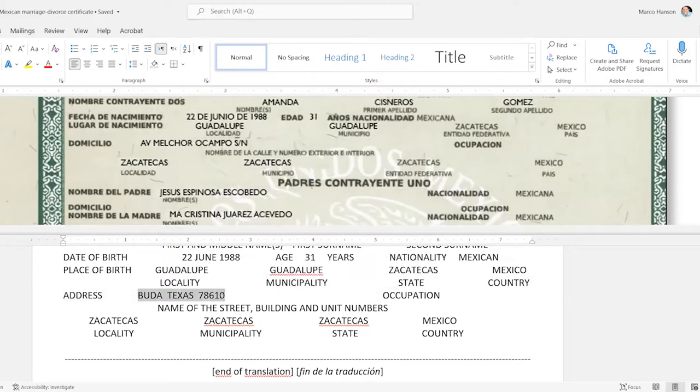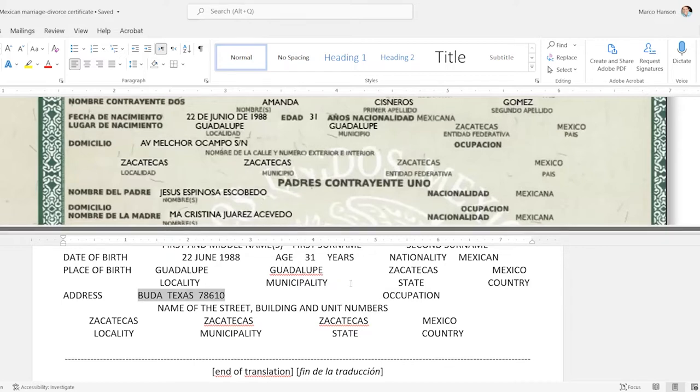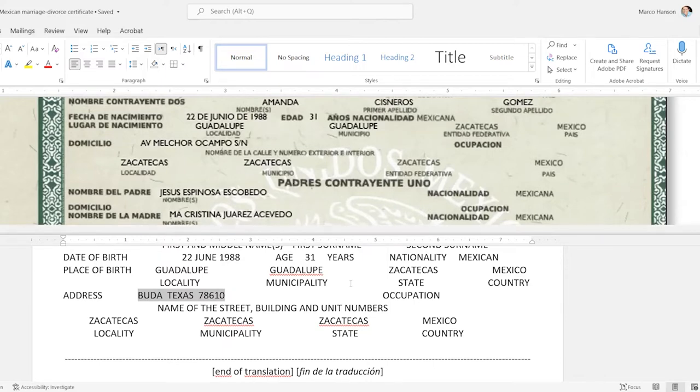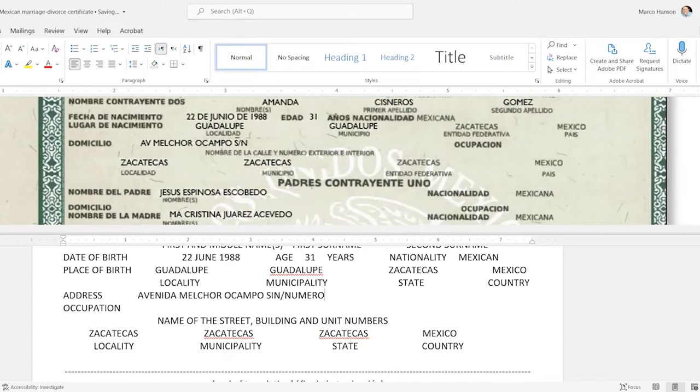Don't shoot the translator. So here we have Av Melchor, Melchor Ocampo, S-A-N. And if you're from Mexico, you know that means avenida, and s/n means sin número, but it means nothing to the reader in the U.S. who isn't familiar with that convention. And so as a translator, I would recommend spelling it all out. Avenida Melchor Ocampo. And if you want, you could put avenida in brackets. You could also put the translation of sin número, like no number, in brackets if you wanted to in English.